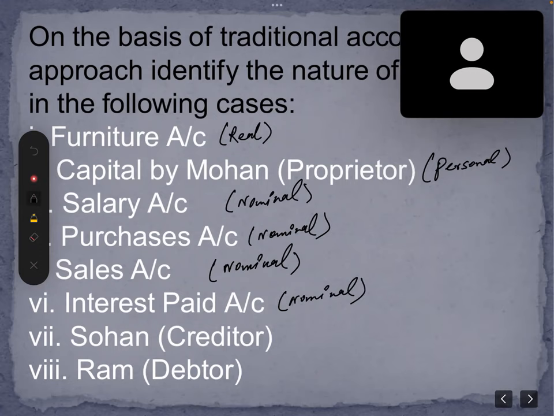Sohan, who is a creditor, it is a liability. Tell me. Personal account. Very good. And debtor? Real account. No. Debtor, even though it is an asset. Yes, sir. But we have excluded certain items from the category of the asset, so that those assets which do not fall under the category of the real account will be part of the personal account. All right. Understood, everyone?